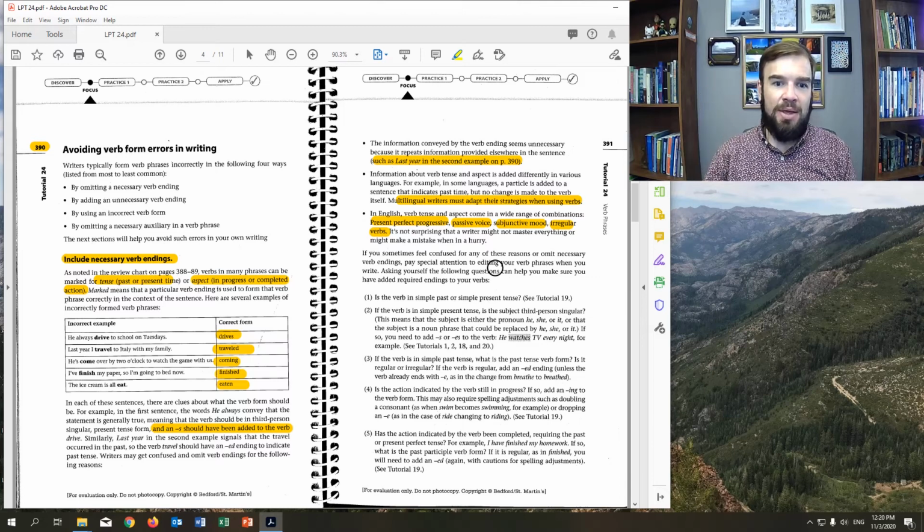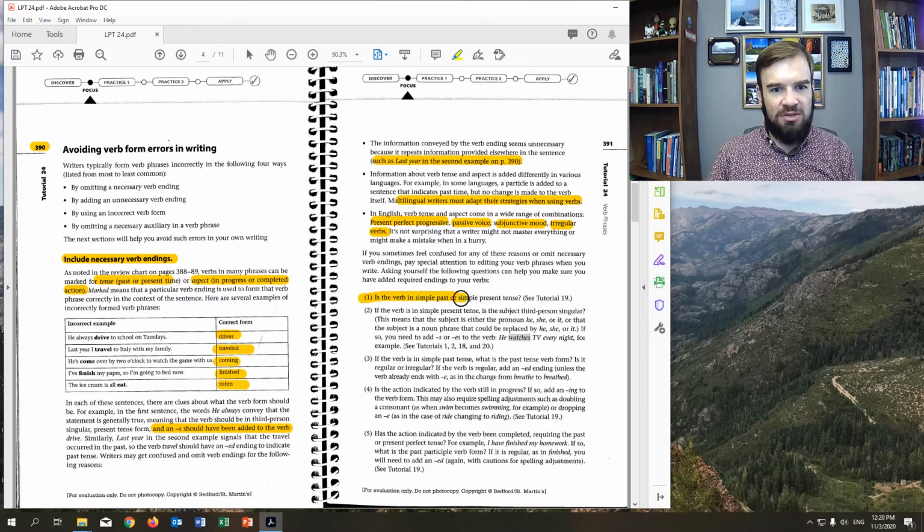It's not surprising that a writer might not master everything or might make a mistake when they're in a hurry. Now, if you sometimes feel confused for any of these reasons, or you leave out necessary verb endings, pay special attention to editing your verb phrases when you write. Asking yourself the following questions can help make sure you've added the required endings to your verbs.